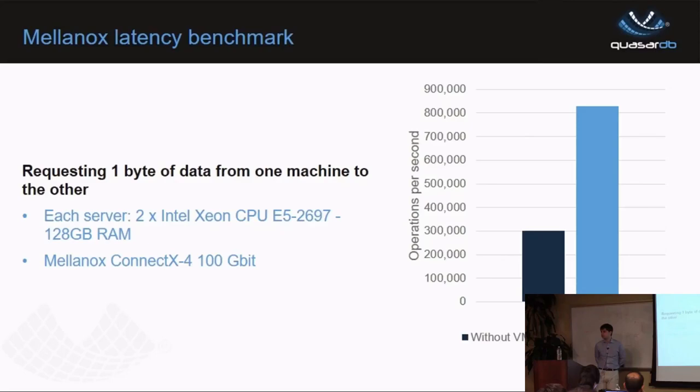Is this just one byte requests? Yeah. I mean, that number could be 30 million. Yeah, it could be, but that's a good question. I have no idea why it's so different.